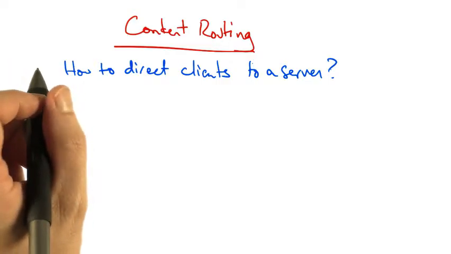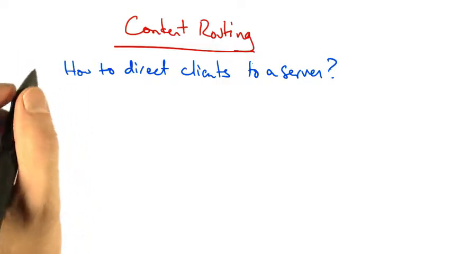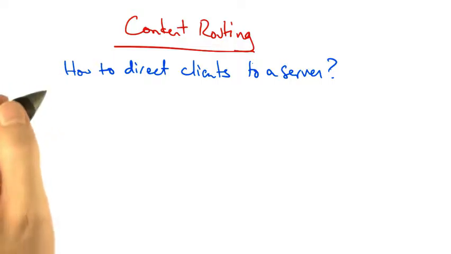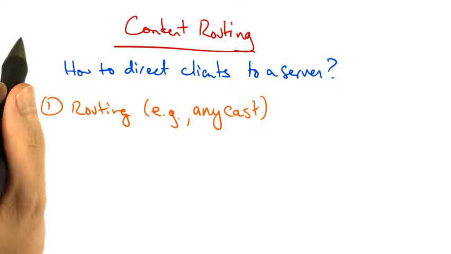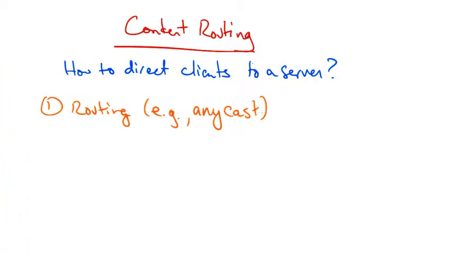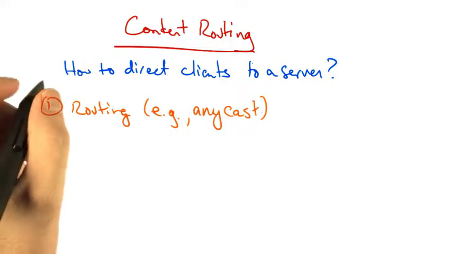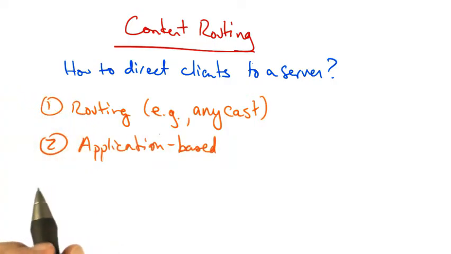Content routing concerns how to direct clients to a particular server. One might do this in a number of ways. One could use the routing system, for example, Anycast. So one could number all of the replicas with the same IP address and then rely on routing to take the client to the closest replica based on the routes that the internet routers choose. Routing-based redirection is simple, but it provides the service providers with very little control over which servers the clients ultimately get redirected to, because the redirection is at the whims of internet routing.